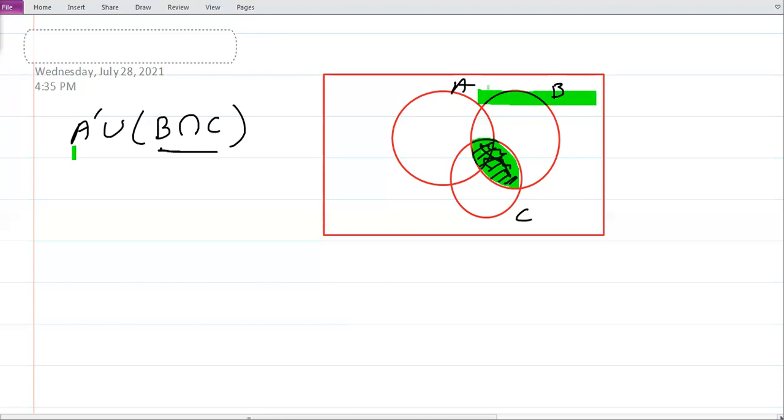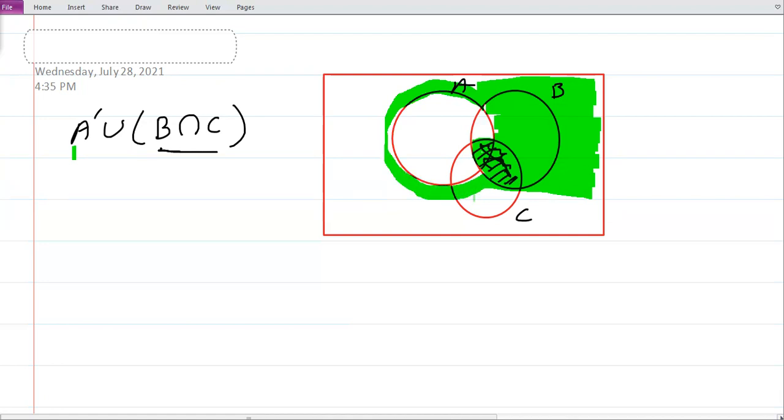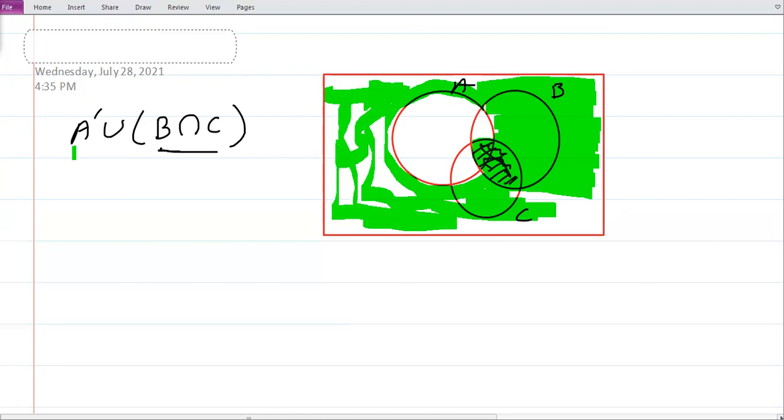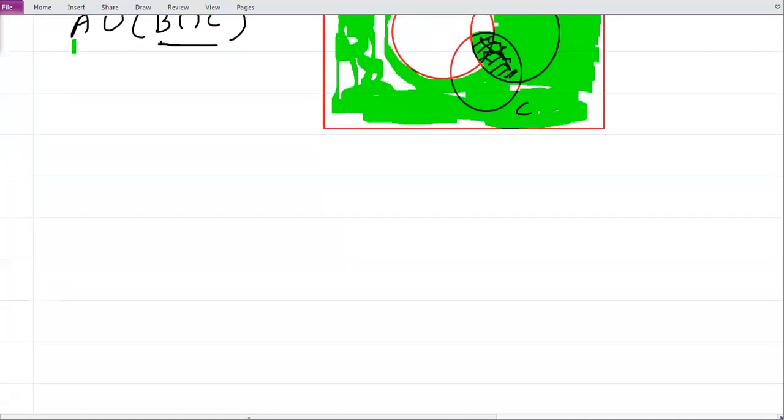Okay, outside the A. That is everything outside the A. After doing B intersection C, now go for outside the A. This is outside the A. Yes. Okay, then you will shade completely this one. This complete one, which is appearing green, that is your A complement union B intersection C. Okay, clear? Let's do one more.